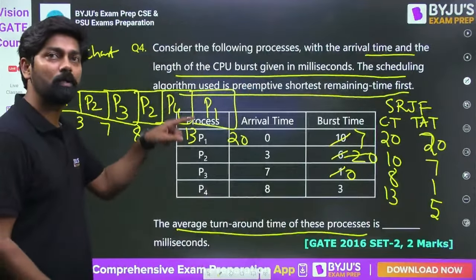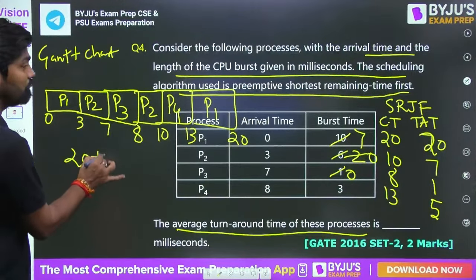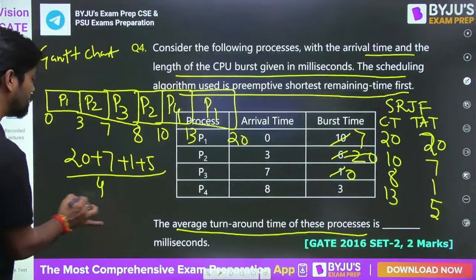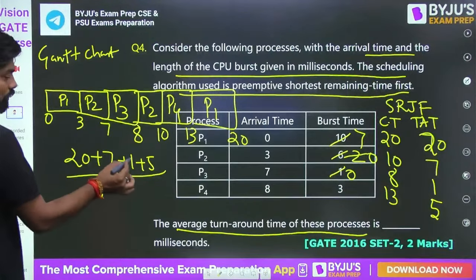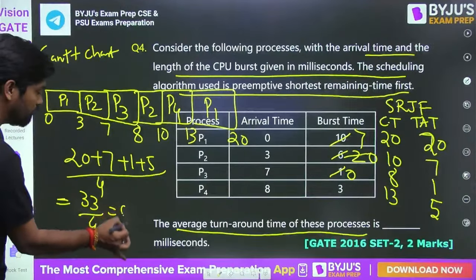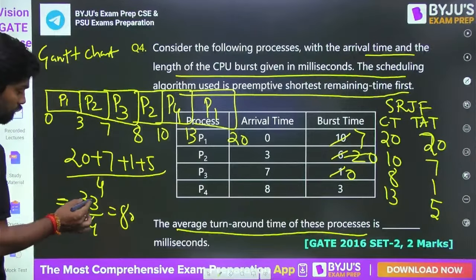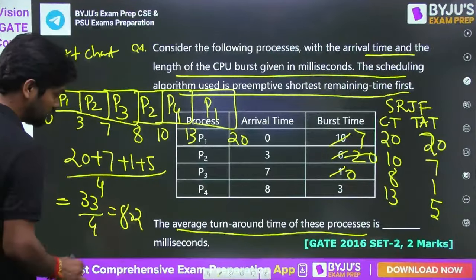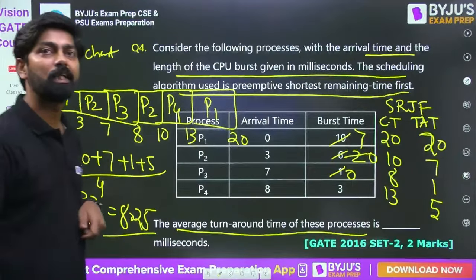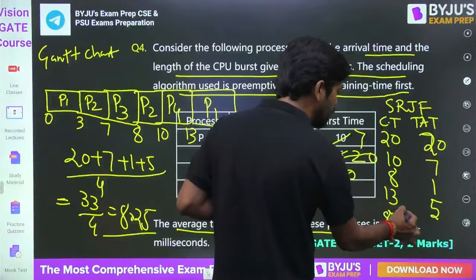They are asking about the average turnaround time, so you can just add them: 20 plus 7 plus 1 plus 5 is 33, divided by 4. 33 divided by 4 is 8.25. So 8.25 is the right answer for the fill in the blank question.